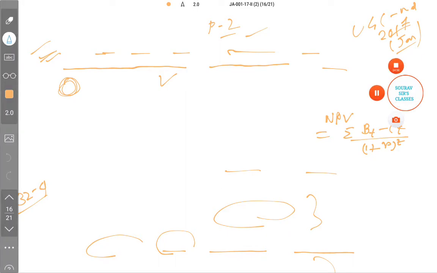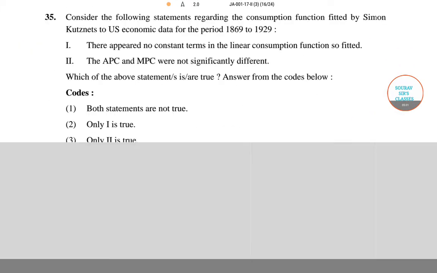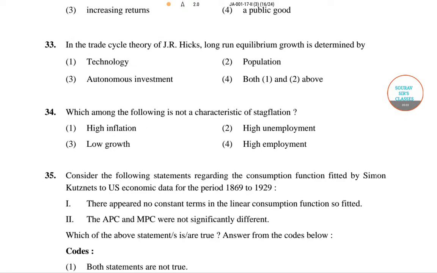Now if you go back to the question again, in the trade cycle theory of J.R. Hicks, long run equilibrium growth is determined by, four options are given, which will be autonomous investment. So long run growth is determined by autonomous investment. He assumes that autonomous investment is a function of current output and is undertaken to replace worn out capital. The induced investment in his model is a function of change in output. So according to him, long run equilibrium growth is determined by autonomous investment.